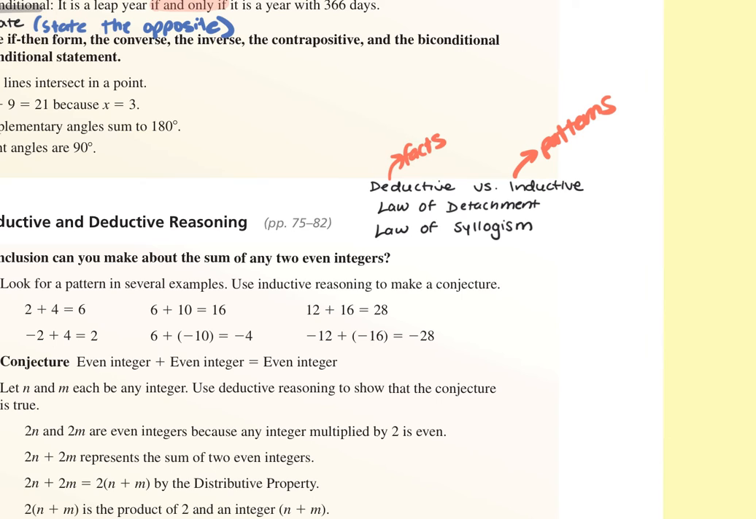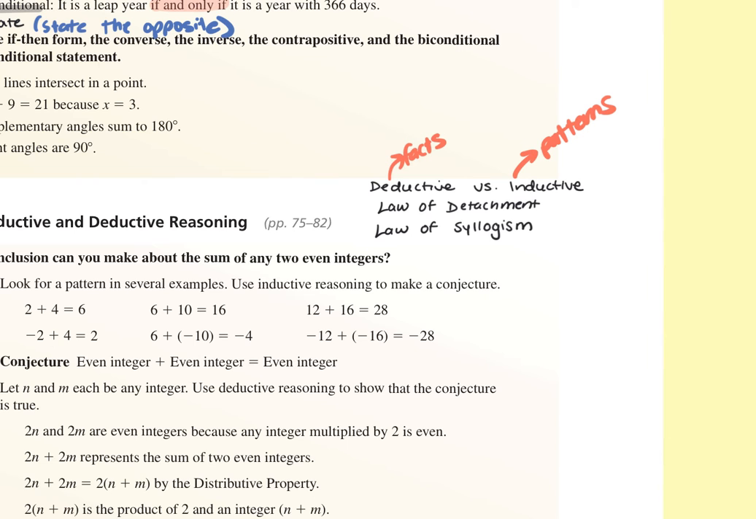Syllogism has 2 if-then statements. If you wake up late, then you will be late to school. If you are late to school, then you get a tardy. So if you wake up late, you get a tardy. You are combining 2 if-then statements together, and that's law of syllogism.